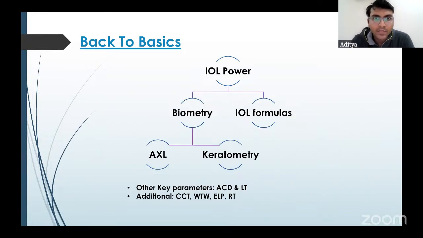So coming to the basics. In today's world, cataract surgery is not just a surgery, it's a refractive cataract surgery. So we want an outcome as close to emmetropia. For that, we have to have the closest IOL power that is suitable for the patient. The IOL power is based on the parameters obtained from biometry, which are then put into the IOL formulas. The two vital parameters which we get from the biometry are axial length and keratometry. Other key parameters are anterior chamber depth, lens thickness, and various other additional parameters.